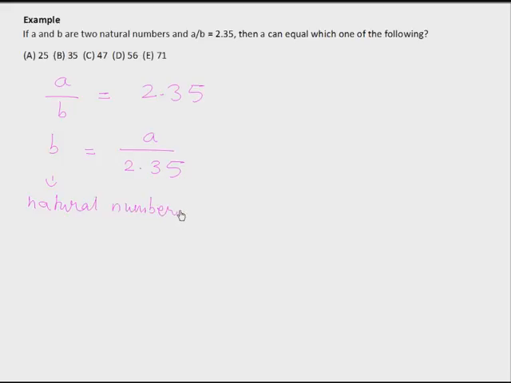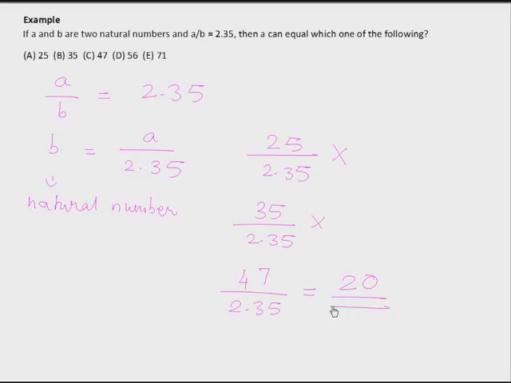So a can't be just anything. A has to be a special kind of natural number which, when divided by 2.35, gives me another natural number. So let's try all the options. 25 divided by 2.35 is not a natural number. 35 divided by 2.35 is also not a natural number. 47 divided by 2.35 is equal to 20. And 20 is a natural number. So we got our answer, C. A can be 47.